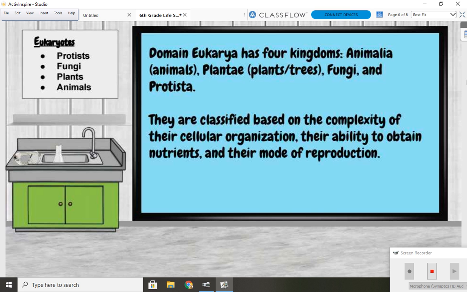Teeny tiny microscopic organisms are our protists. They are classified based on the complexity of their cellular organization, their ability to obtain nutrients, and their mode of reproduction.